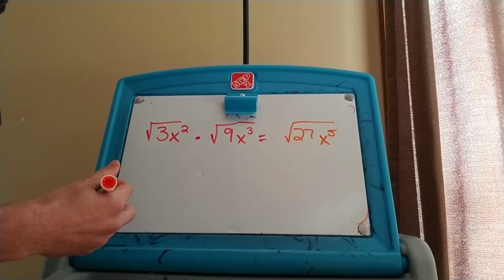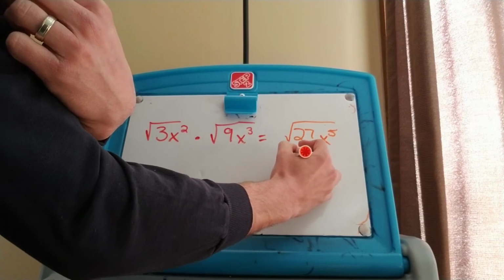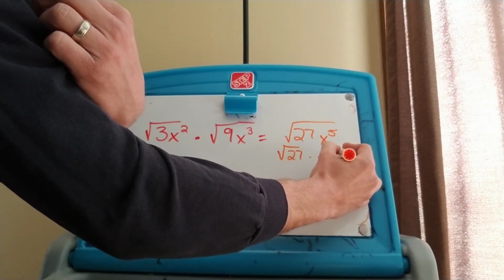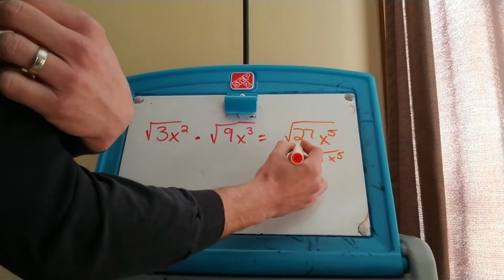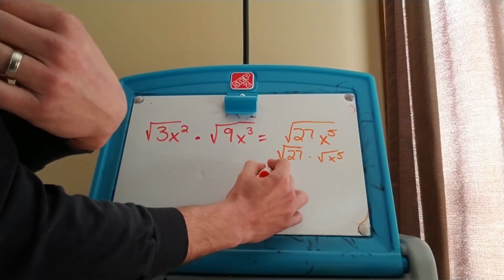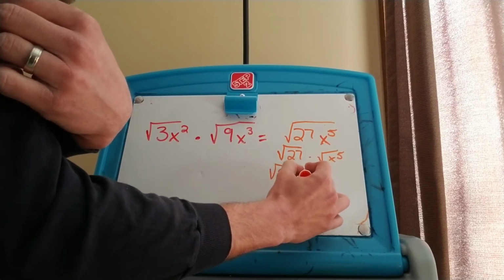All right, so again, if you remember from the last video, I'm just going to look at that as rad 27 and rad x to the 5th. I'm going to look at each part separately. Is there any perfect squares in 27? 9 is in 27, 9 times 3. So I'm going to write that as rad 9 times rad 3.